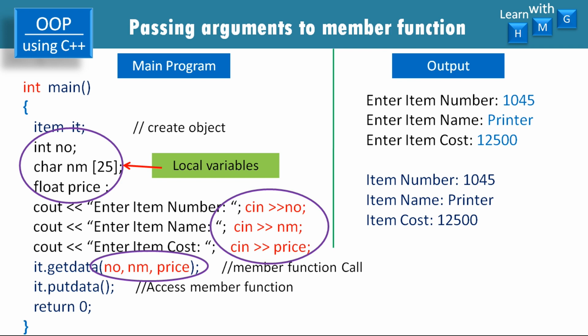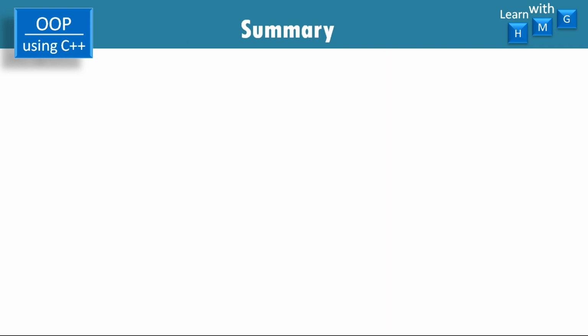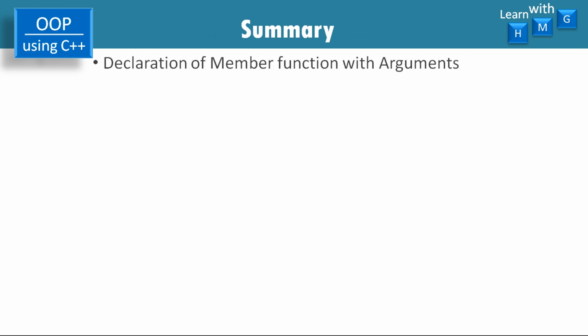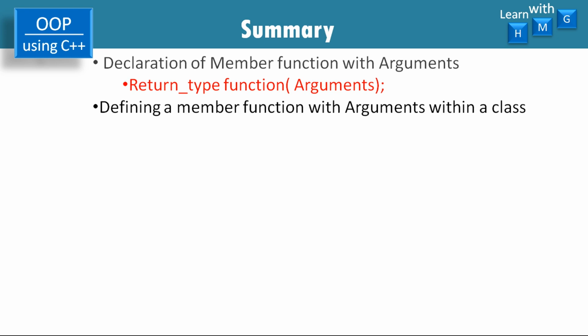So let us summarize this topic. First we have studied declaration of member function with arguments. How to declare a member function with arguments? So this is the syntax: return type, function name, and within the bracket arguments, semicolon. Then defining a member function with arguments within the class. So within the class, the definition of the member function will be like this: return type function name, into bracket the arguments, and then you have to write the function body.